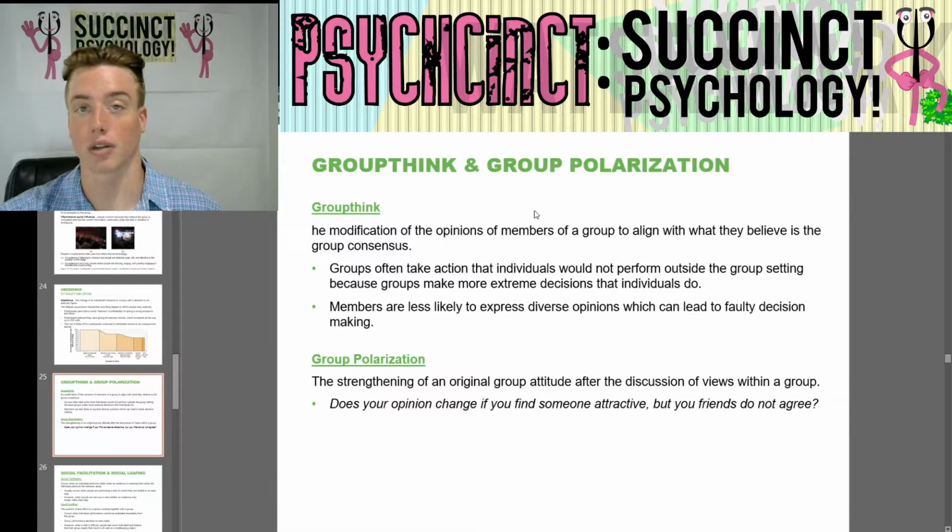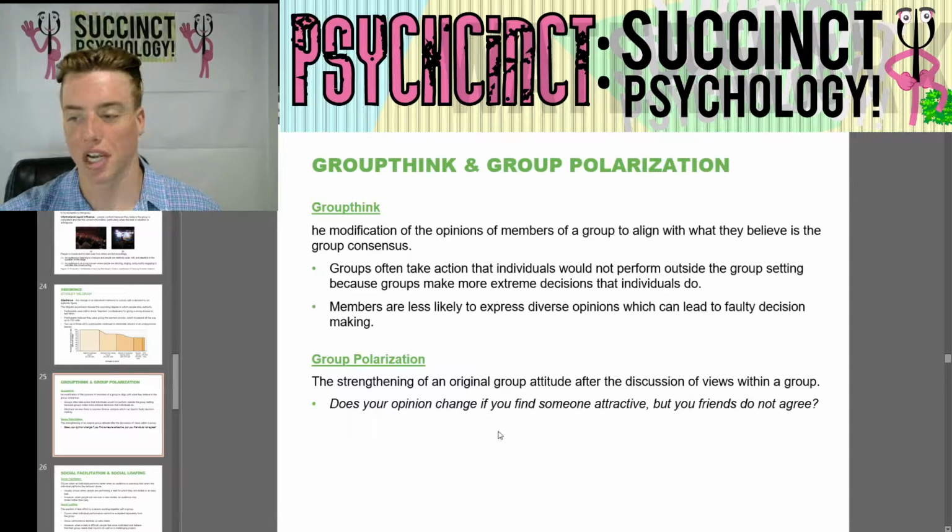So, groupthink and group polarization. Groupthink is the modification of the opinions of members of a group to align with what they believe is the group consensus. Groups often take action that individuals would not perform outside the group setting because groups make more extreme decisions than individuals do. Members are less likely to express diverse opinions, which can lead to faulty decision making. Now, group polarization is the strengthening of an original group attitude after the discussion of views within a group.